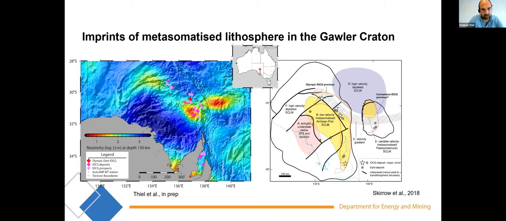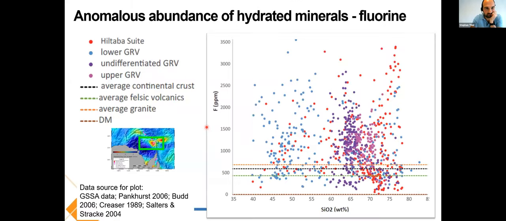What we correlate these mantle conductors with are metasomatic processes that happened during the Proterozoic, specifically around 1.6 billion years ago, that metasomatized and led to a fertilization of the bottom of the lithosphere of the Gawler Craton, which in large parts is Archean. This very likely introduced these conductors within the mantle.